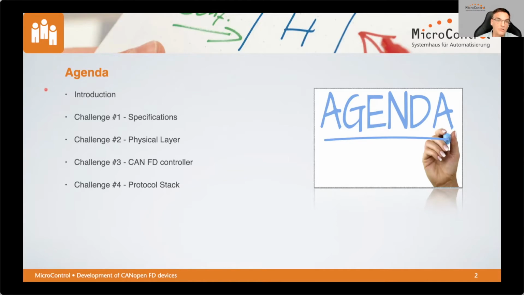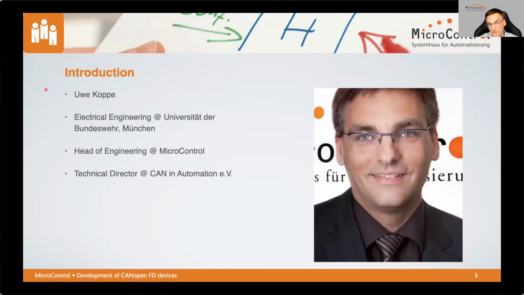Let's start with a short introduction of myself. My name is Uwe Koppe. I studied electrical engineering at the University of Armed Forces in Germany, in Munich. I'm head of engineering at the company Microcontrol, and since several years, I'm the elected technical director of the CAN in Automation. And as you have noticed, I'm somehow involved in development of these CANopen specifications.